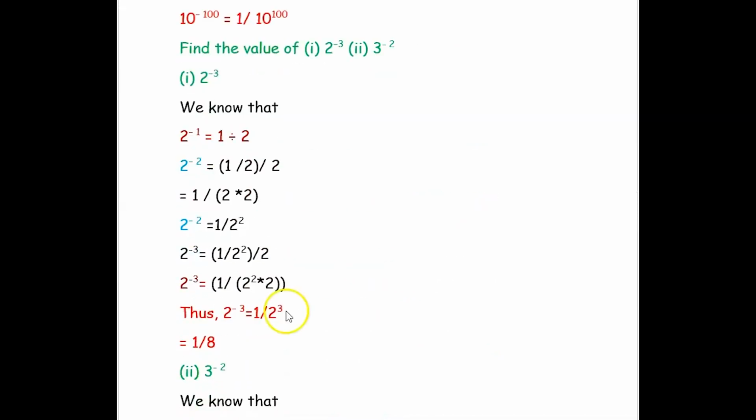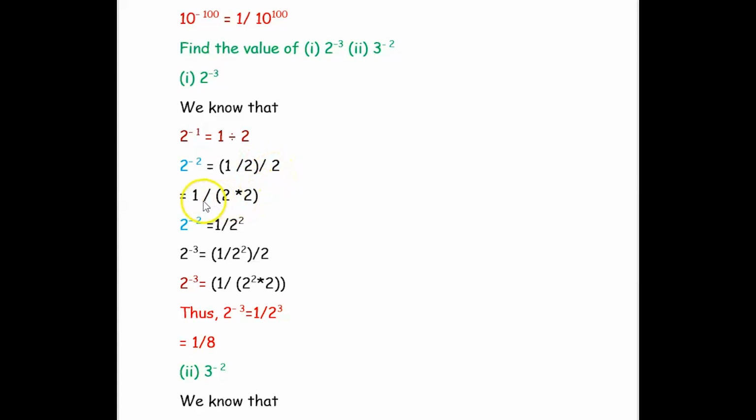Next question is: find the value of 2 raised to the power negative 3 and 3 raised to the power negative 2. Now first we'll do 2 raised to the power of negative 3. So we know that 2 raised to the power negative 1, we can write as 1 divided by 2. And for 2 raised to the power negative 2, we know that if the exponent is decreased by 1, then we take the previous answer and divide it by the base. So here the previous is 1 divided by 2 and now again we are dividing it by 2.